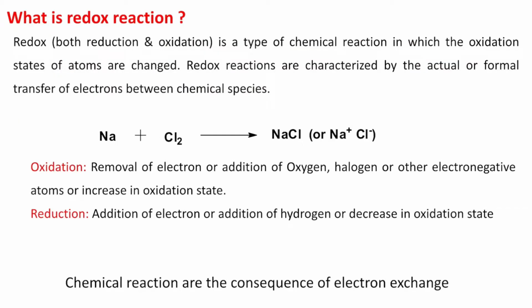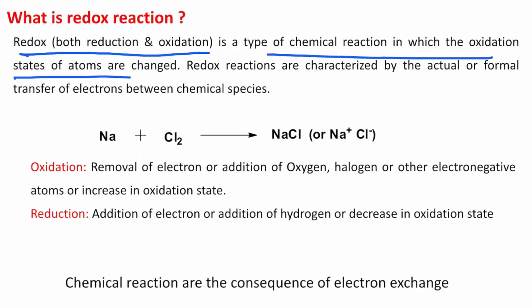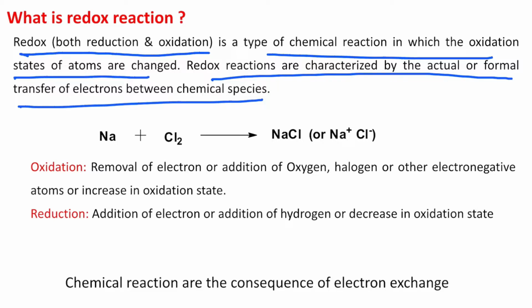Let's start. What's a redox reaction? Redox means both reduction and oxidation combined in this process. It's a type of chemical reaction in which oxidation states of the atoms are changed by exchange of electrons. Redox reactions are characterized by actual or formal transfers of electrons between chemical species.